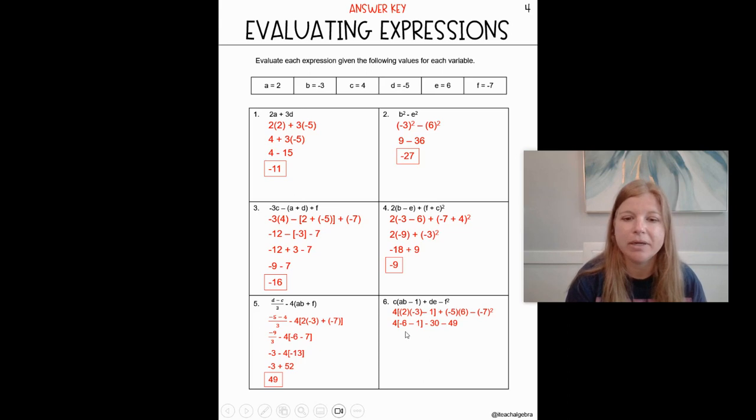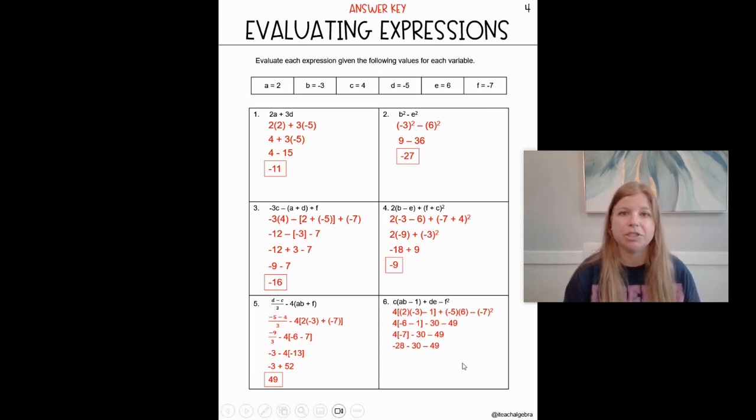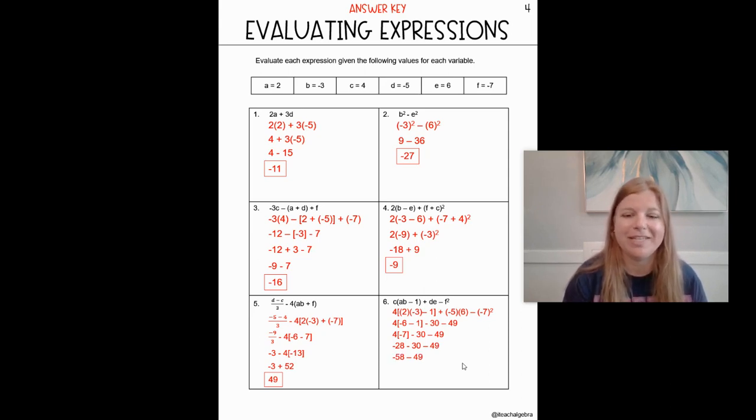In my next step here, I would simplify what's still in my grouping symbols. Negative 6 minus 1 is negative 7. I then have to take care of the multiplication part of this problem. 4 times negative 7 is negative 28. And then we know we do subtraction in order from left to right. So negative 28 minus 30 is negative 58. And then negative 58 minus 49 gets us negative 107.